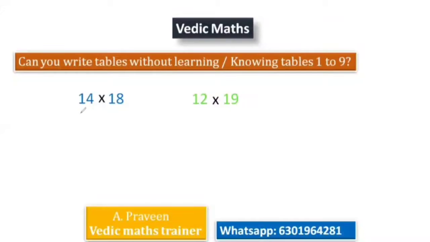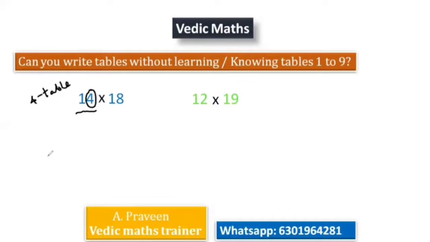So how to multiply 14 by 8? For this, I am just depending on the units place digit of the multiplicand. Here, I'll use the 4 table. Using the 4 table, I'm going to solve.